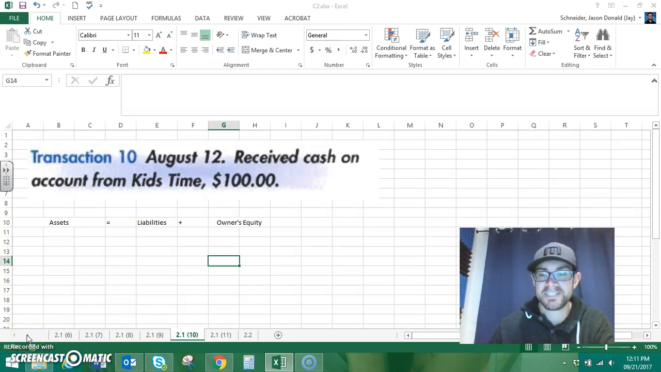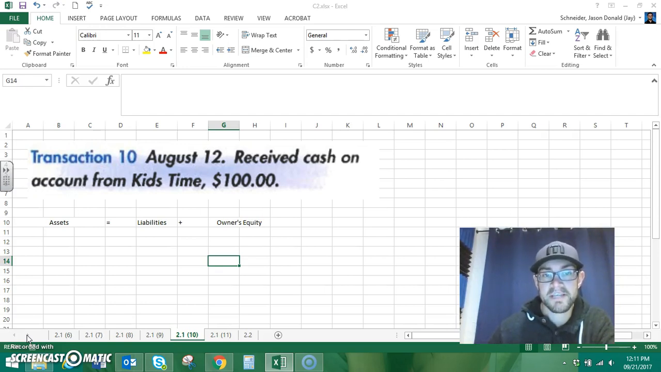Chapter 2, Transaction 10, Section 2.1 reads: August 12th, received cash on account from Kids Time, $100. If we remember back to transaction number 7, we sold services to Kids Time for $200. And I said that over time they would start paying us back because they owed us money because we didn't receive any cash. Well, now they're starting to pay us back, and in this case it's half of it.